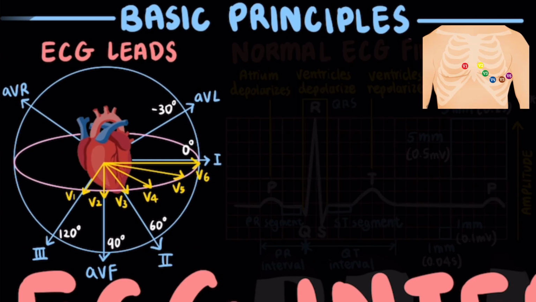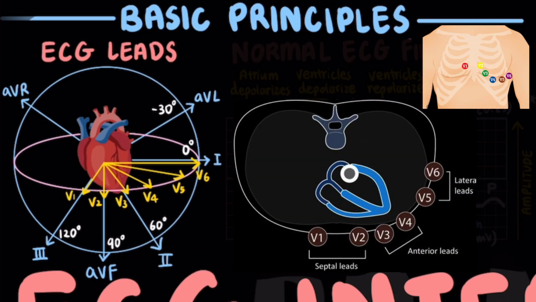And the precordial leads view the heart in the horizontal plane. Leads V1 and V2 focus on the septal region, the wall between the right and left ventricles. Leads V3 and V4 look at the anterior wall of the left ventricle. And leads V5 and V6 give a view of the lateral wall of the left ventricle.